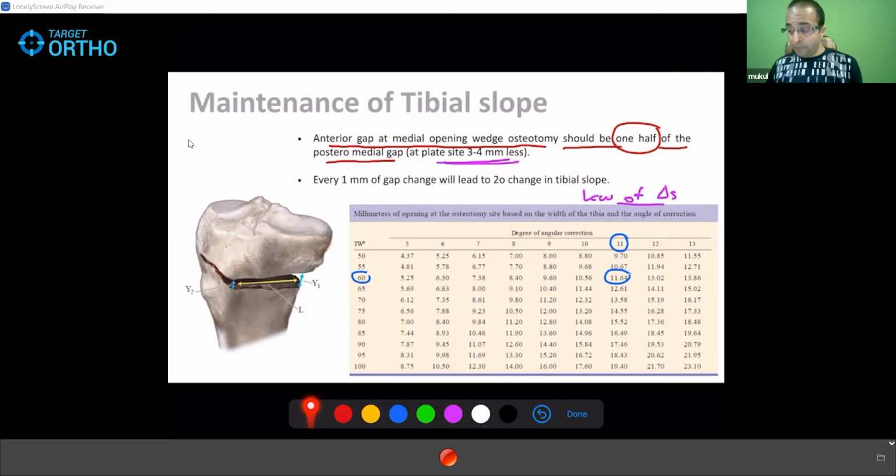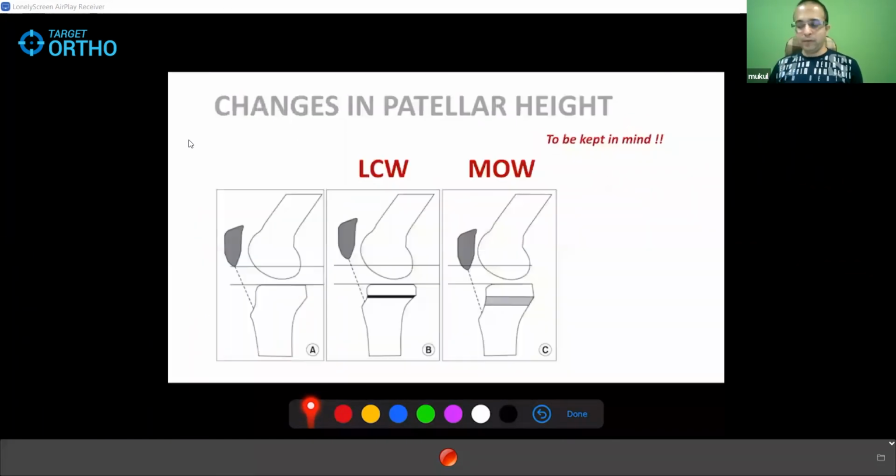And yes, please remember, if these proper gaps are not maintained, every 1 mm of gap change will lead to a change of 2 degrees of tibial slope. So try reproducing this, that your posterior gap should be double the anterior gap. In this way, you'll be able to maintain the ideal tibial slope. If you are unable to maintain the slope, do the dual pillar osteotomy to correct the tibial slope, provided your slope is going beyond 10 degrees. So that is the message on tibial slope.